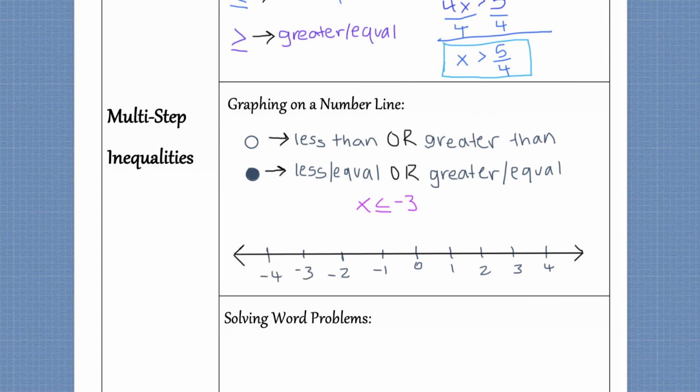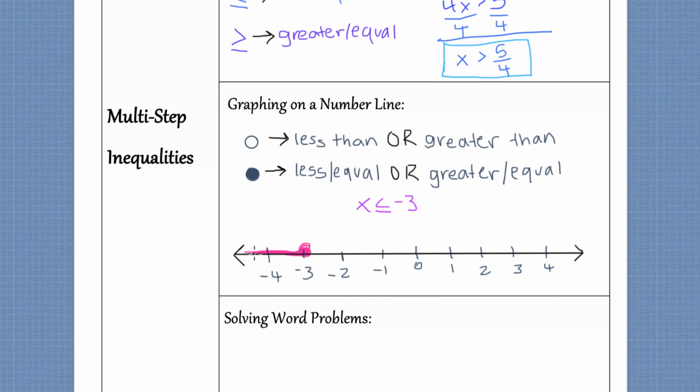Now, on this number line, we already decided that we are using this closed circle. What this statement, x is less than or equal to -3, is really saying is that any value of x in this inequality will be less than or equal to -3. So we have our circle on -3, and it's going to be a closed circle. Since all values of x will be less than or equal to -3, we will have this line shaded.